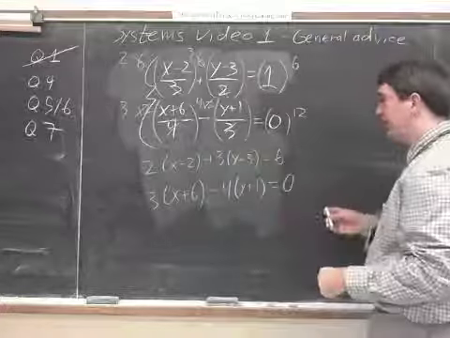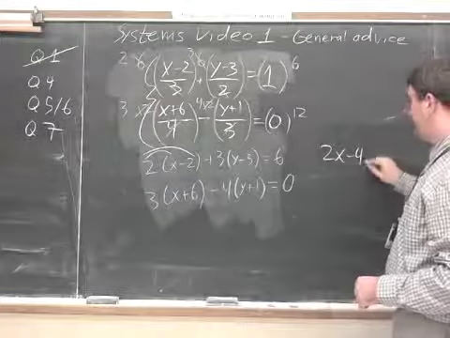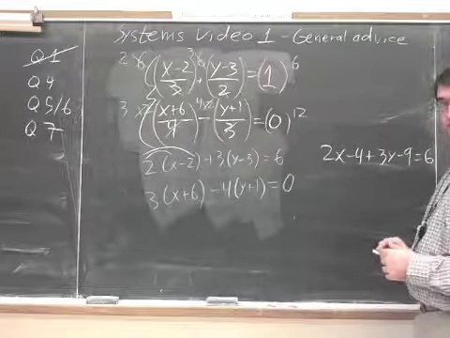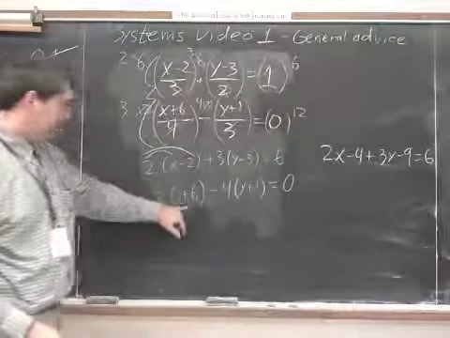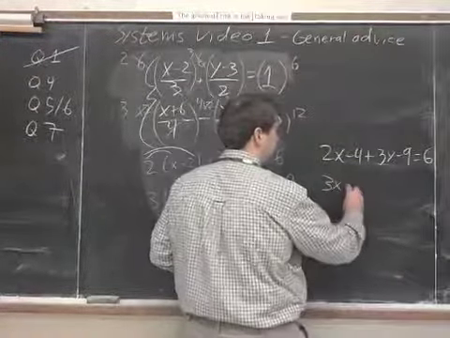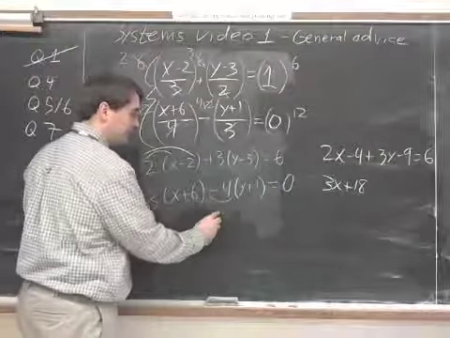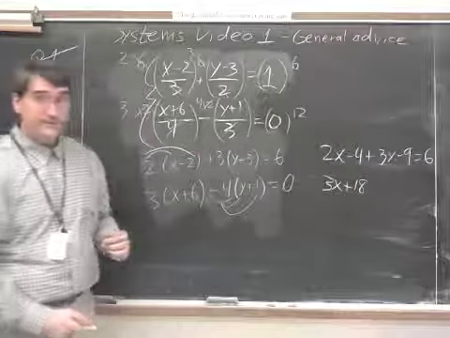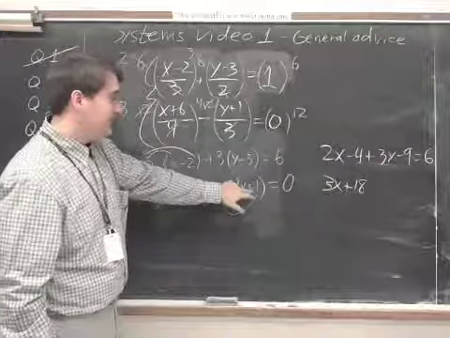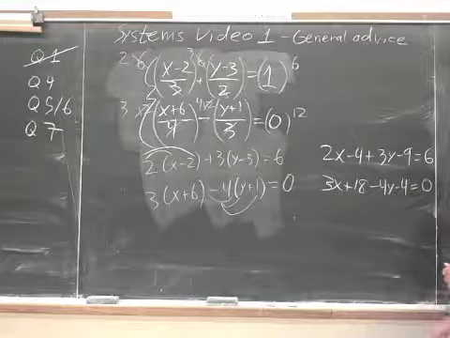So 2 times x minus 2 here gives me 2x minus 4 plus now 3y minus 9 equals 6. And then 3 times x plus 6 is going to be 3x plus 18. And then minus 4, now this is the important part because it's a negative 4: negative 4y, and then negative 4 times 1 is negative 4. Don't lose that negative sign. This needs to be minus 4y minus 4 equals 0.